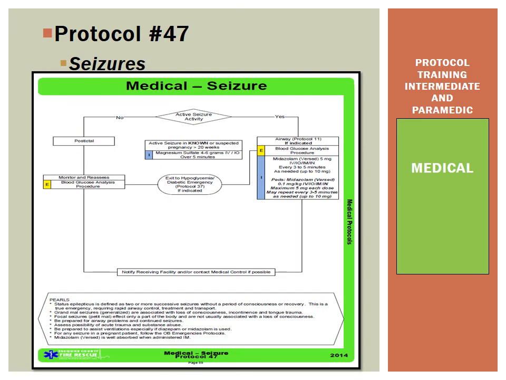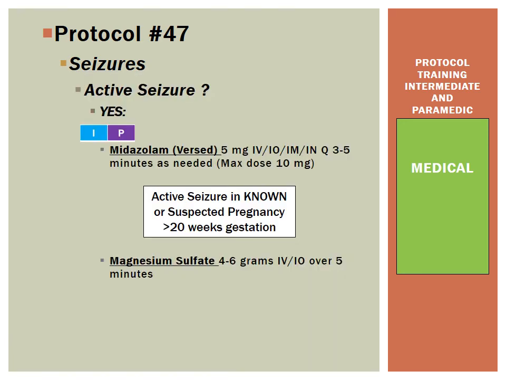Okay, protocol 47 is our seizure protocol. The first question we want to ask in the seizure protocol is, is the patient actively seizing? If the answer is yes, our I and P level providers are going to be giving the same anticonvulsant that they are in their current protocols, and that is midazolam or Versed at 5 milligrams IV, IO, IM, or IN every 3 to 5 minutes as needed to a max dose of 10 milligrams.